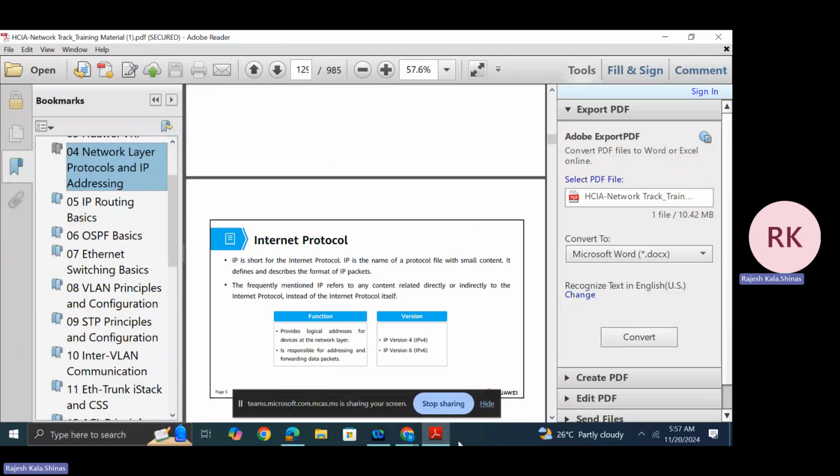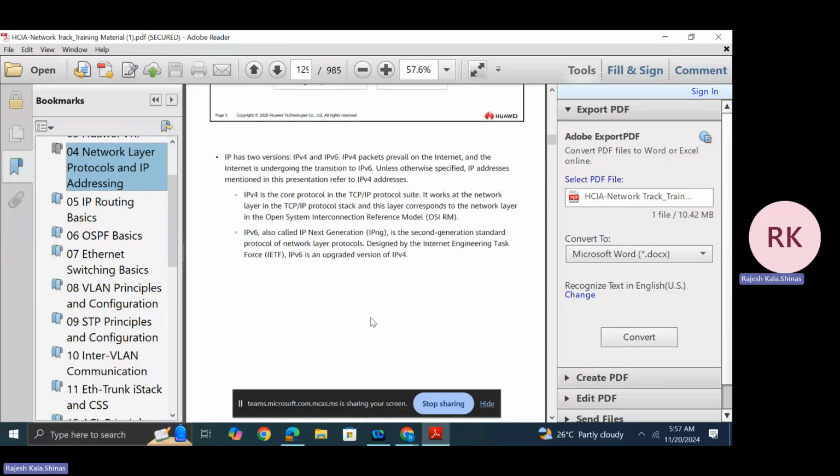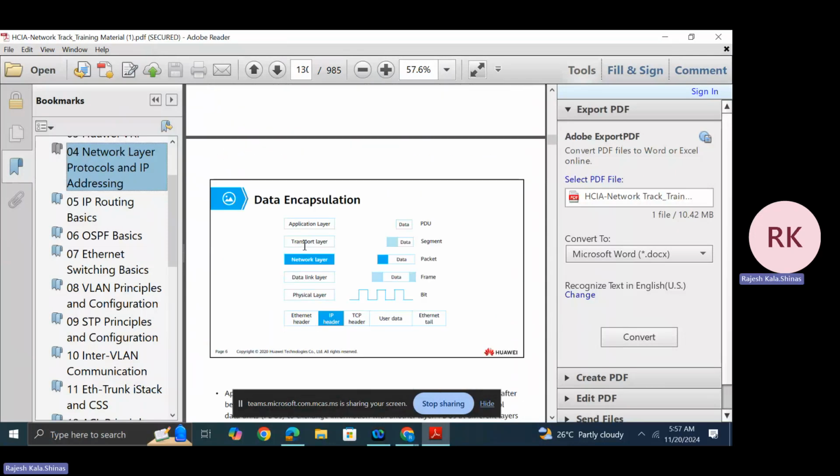IPv4 is a 32-bit address, written in dotted decimal, for example 192.168.10.10. IPv6 is 128-bit. We have many more addresses in IPv6. It is written in hexadecimal numbers, with a colon as the separator, like 2001:DB8:AZAD, like that. Mentioned over here.